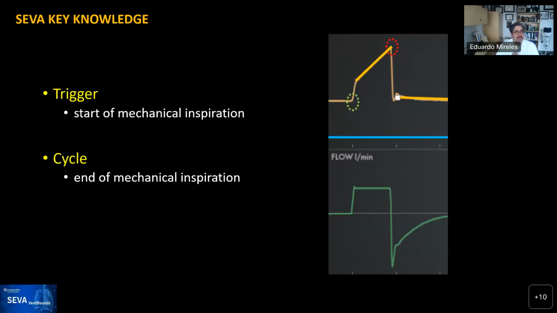So now that we're talking about synchrony, the key is to recognize trigger as the start of mechanical inspiration and cycle as the end of mechanical inspiration. This is something that in the literature has been confused, and sometimes they use one word for the other. Whenever I say trigger, I refer to the start of the mechanical inspiration, and when I talk about cycle, it is the end of it.